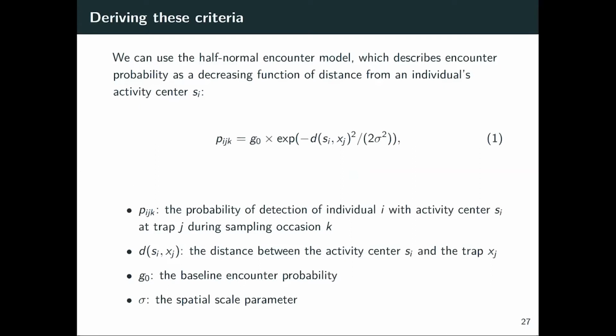So as I said, these two criteria are explicitly derived from the encounter model. So we can use the half normal encounter model, which Chris discussed is pretty robust and a really good choice for oSCR. It describes encounter probability as a decreasing function of distance from an individual's activity center. One thing to note here is that we use G0 instead of P0 when we're denoting the baseline encounter probability. That's just because later on, as you'll see, we use P0 to represent the probability of not being captured when we're deriving the criteria. That's on the next slide, but don't get too caught up on that right now. The main point here is that we have this encounter model that we can use, and all these components should be quite familiar to you.